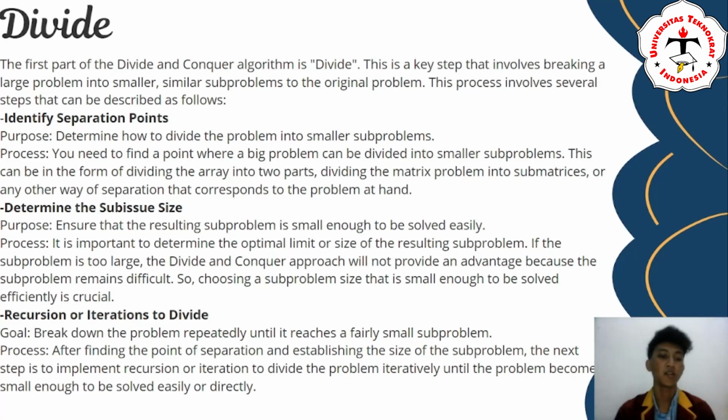Third, recursion or iteration to divide. Purpose: break down the problem repeatedly until it reaches a fairly small subproblem. Process: after finding the point of separation and establishing the size of the subproblem, the next step is to implement recursion or iteration to divide the problem iteratively until the problem becomes small enough to be solved easily or directly.